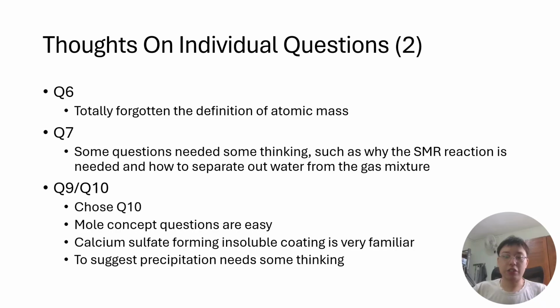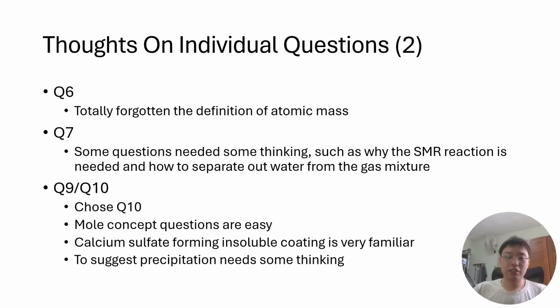Another part question which I felt required more thinking was how to separate water vapor from a gas mixture. In fact, the answer to this is pretty simple. The air just has to be cooled down to room temperature in order to make the water vapor condense, and therefore letting all the remaining components remain as gas.